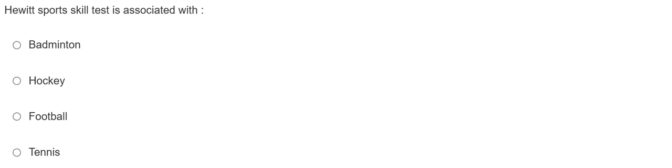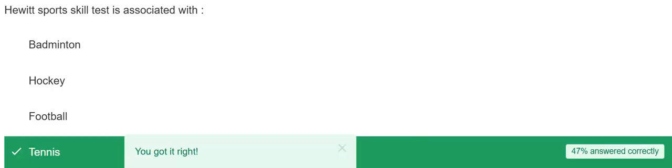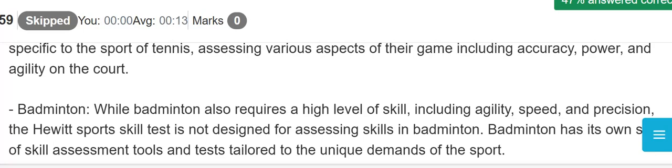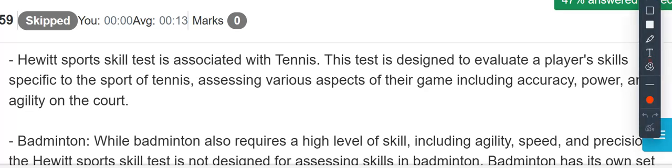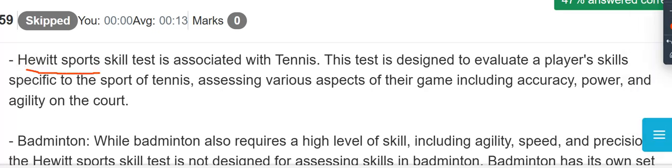Everyone. Today I will teach you the Hewitt Sports Skill Test associated with tennis. It is related with tennis. The Hewitt Sports Skill Test is associated with tennis. ये टेनिस से रिलेटेड टेस्ट है हैविट स्पोर्ट्स स्किल टेस्ट.